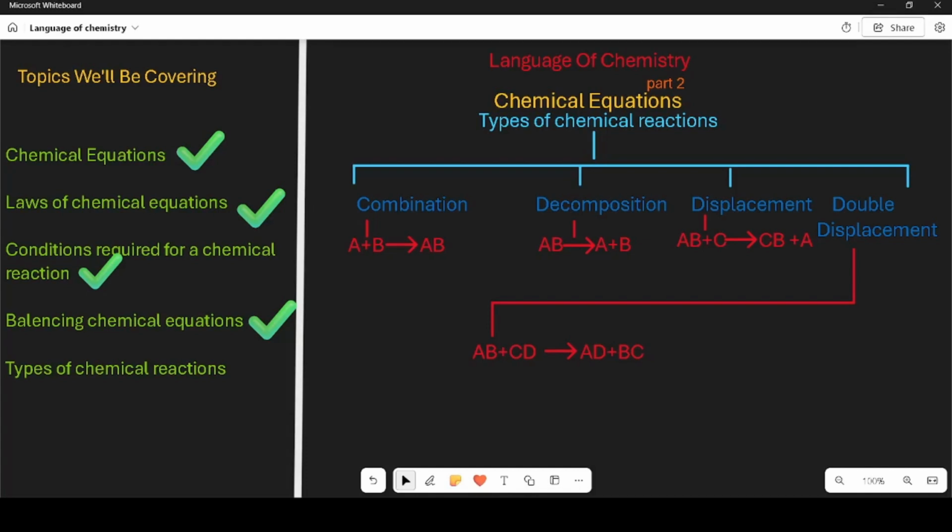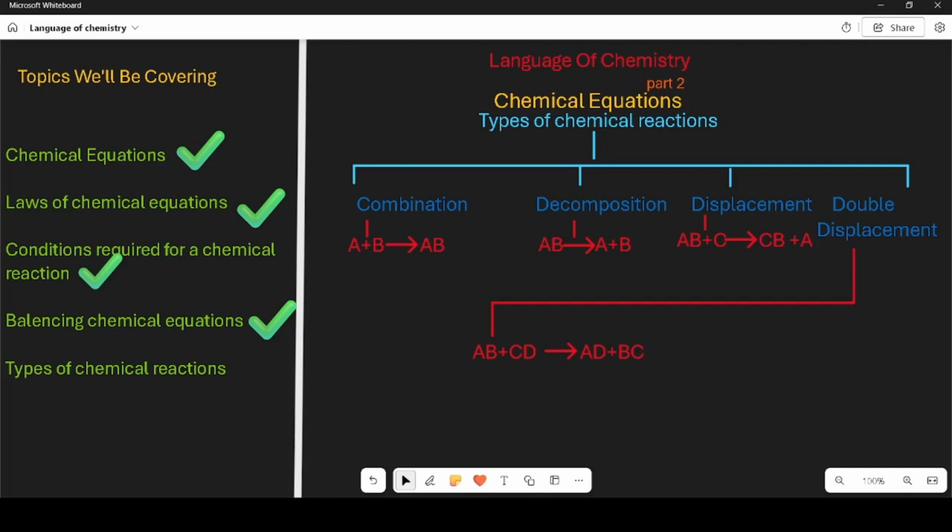Combination reaction. A chemical reaction in which 2 or more substances combine to form a single new substance is called a combination reaction. It's represented as A plus B results in AB. A few examples are carbon plus oxygen results in carbon dioxide, or magnesium plus oxygen results in magnesium oxide.